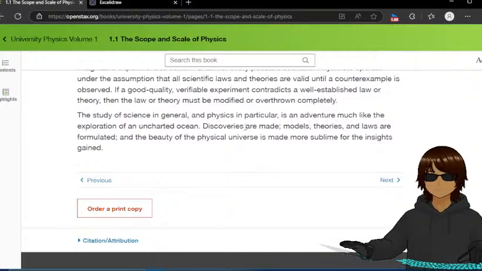Study of science in general and physics in particular is an adventure much like the exploration of an uncharted ocean. Discoveries are made, models, theories, and laws are formulated, and the beauty of the physical universe is made more sublime.